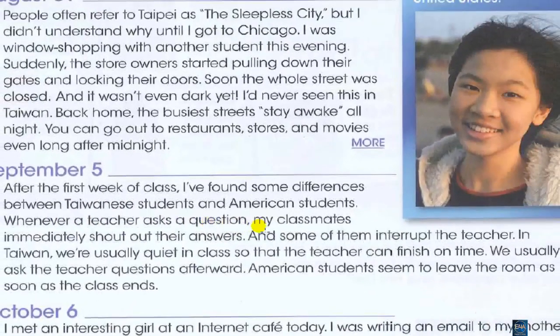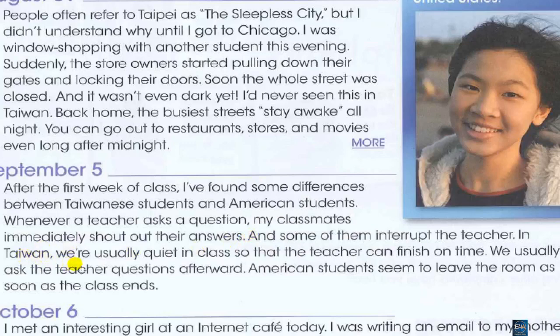Whenever a teacher asks a question, my classmates immediately shout out their answers. So, this is in Chicago, in America, in the USA. The teacher asks some questions. The students answer. And some of them interrupt the teacher. Interrupt: to suddenly talk and stop the teacher from speaking. So this is the situation in America. Teacher asks questions and the students answer immediately, at the same moment.